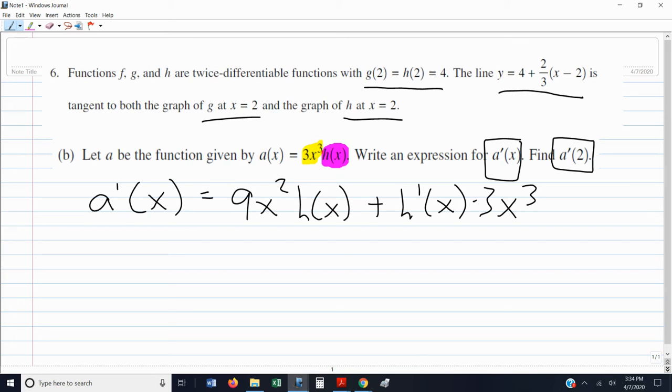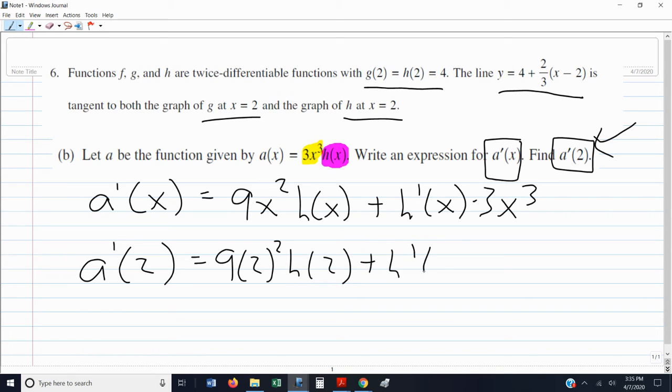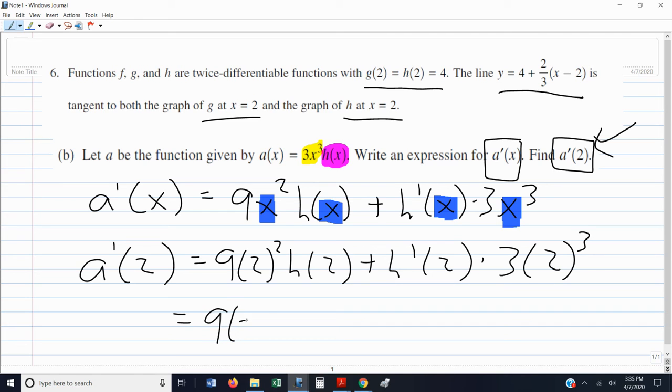The second question they're asking you is to find a prime of 2. So to take that derivative and to plug in 2. So anywhere there's an x, you're going to plug in 2. So we have 9 times 2 squared, h of 2, plus h prime of 2 times 3 times 2 to the third. So every time I saw an x, I replaced that with a 2. And you can leave this unsimplified, right? This is a free response question.